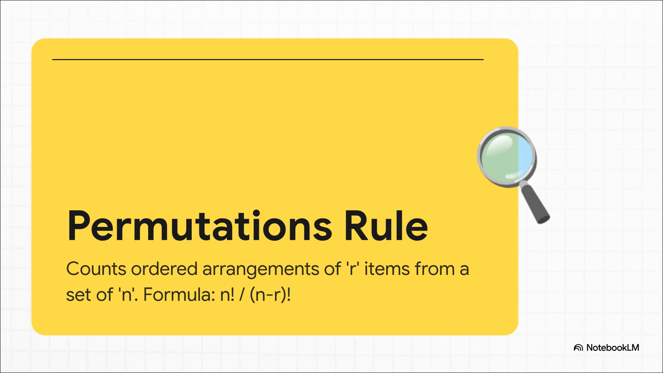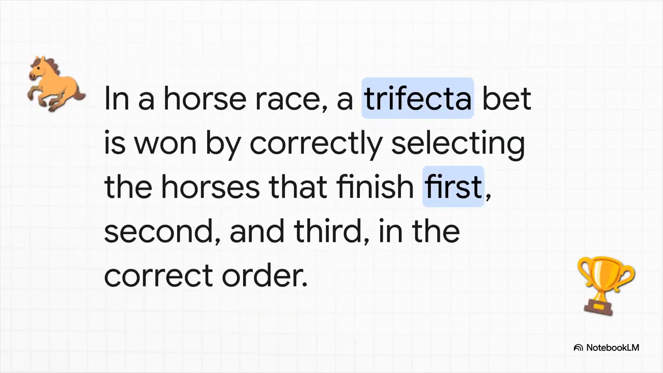It helps us count ordered arrangements, like who gets gold, silver, and bronze. N is just the total number of things you have to choose from, and R is how many you're actually picking and arranging. A perfect example of this is a trifecta bet in a horse race.